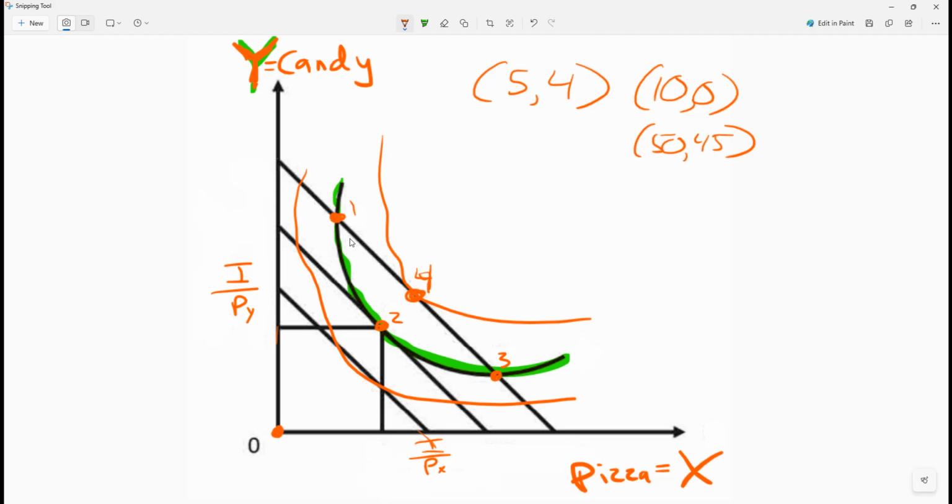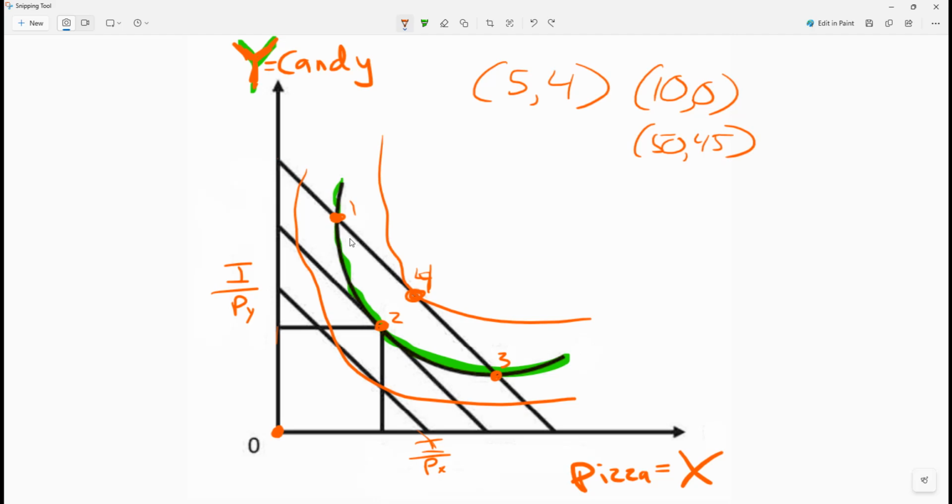So we're going to rank them. Bundles 1, 2, and 3 are all equally good. The thing is, bundles 1 and 3 exist on a further out budget line, so it means you can afford more. You're not using your entire amount of money. The best bundle here would actually be bundle 4, because bundle 4 is on the furthest out indifference curve that is tangent to the best budget line that we can get, spending our entire income.